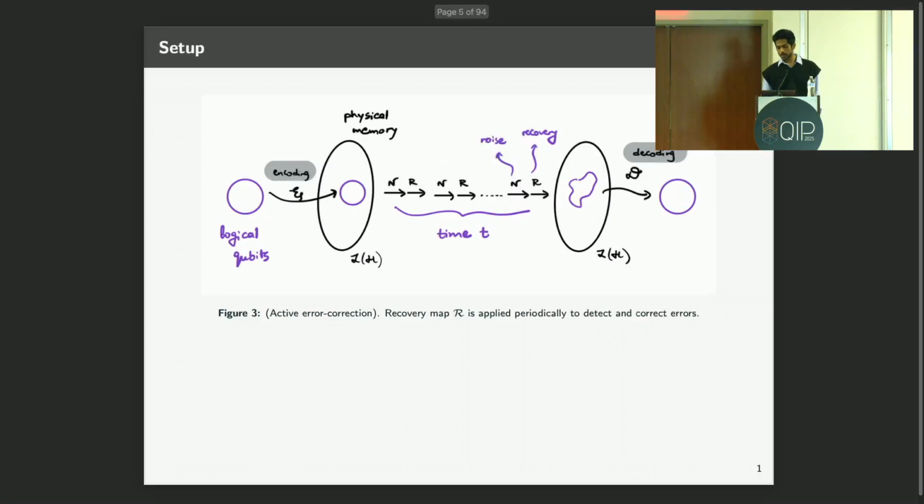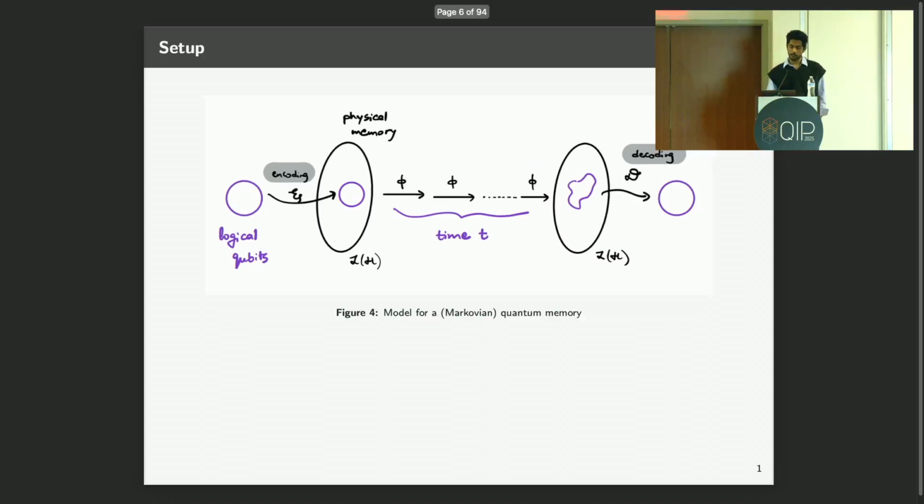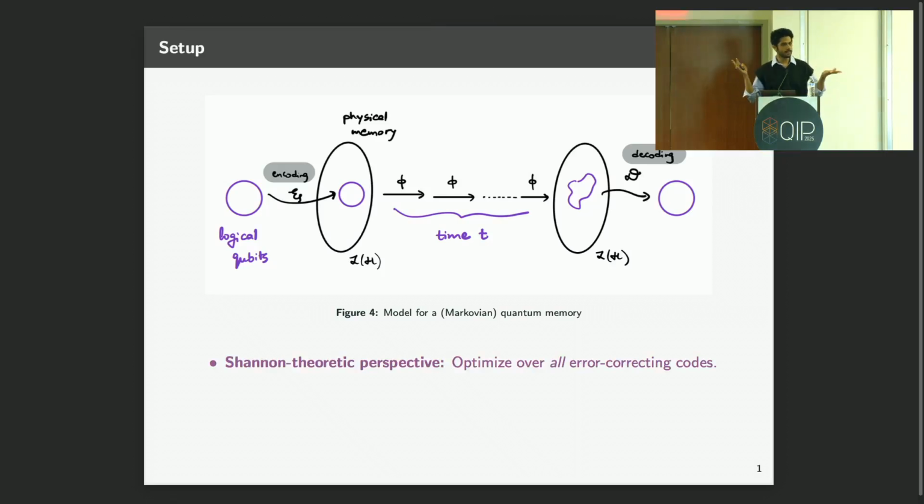We can also have some kind of an active setup where you periodically try to correct for errors. You have some kind of an engineered error correction mechanism that periodically checks what's going on, detects the errors, and tries to correct them as the noise is happening. So this is the active setup, but we just think of this as some QMS, some discrete Markov semigroup.